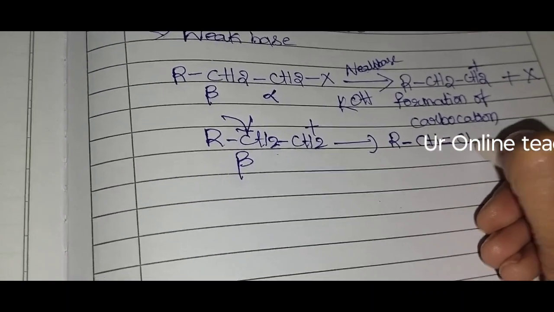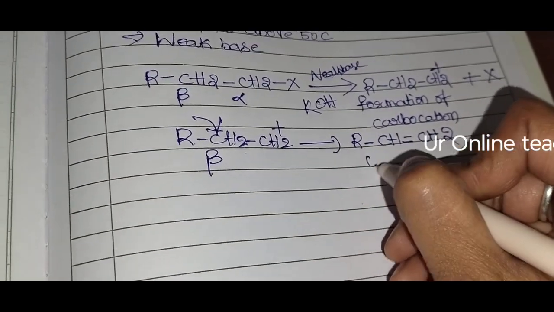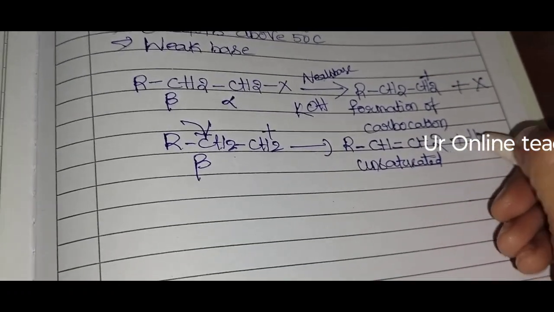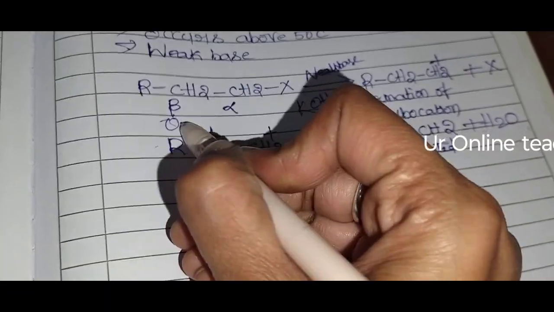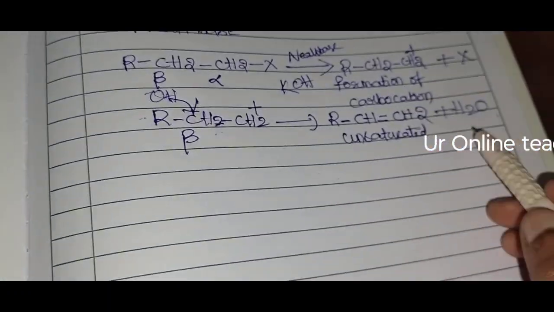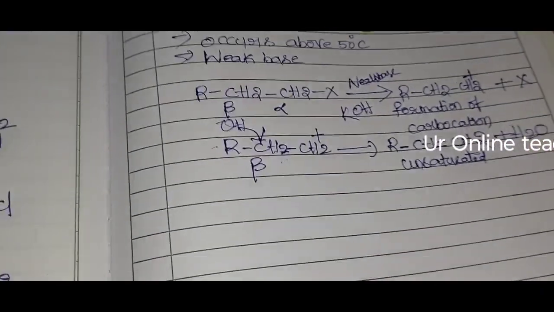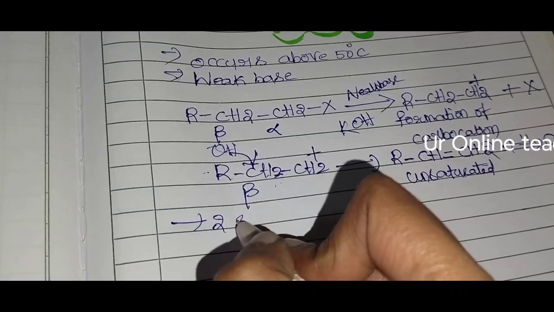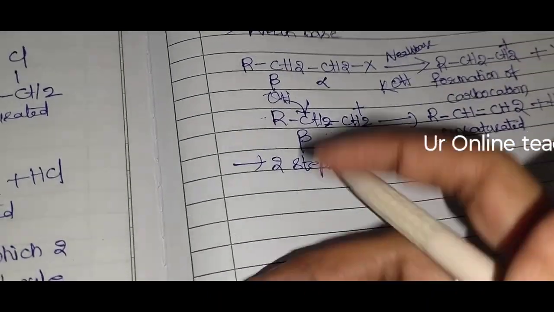So it will form RCH=CH2, which is nothing but the unsaturated compound we get, and water is removed. H plus OH is nothing but H2O. Like this water is removed. So the E1 reactions happen in 2 steps.